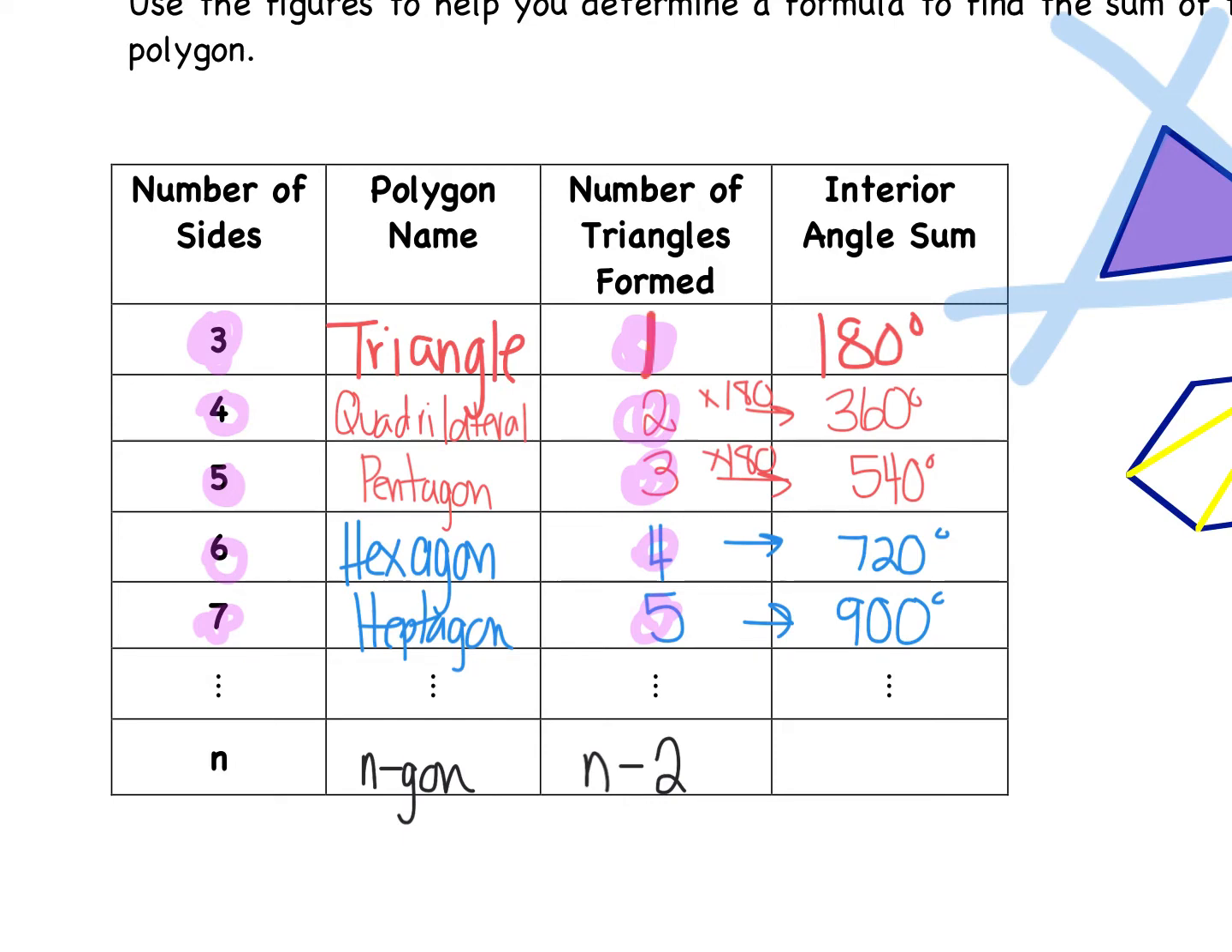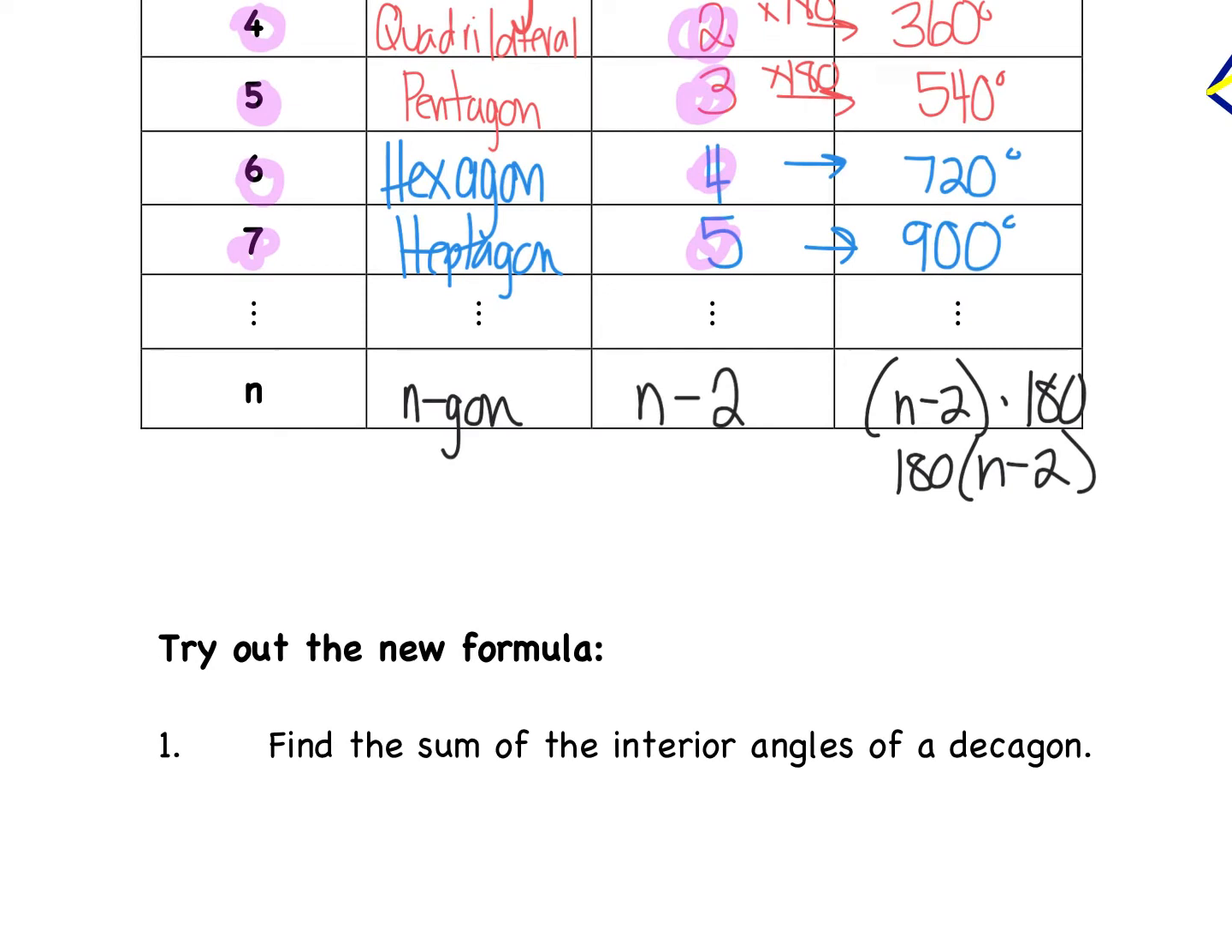So what we're always doing is we are taking n minus 2 and then taking that number times 180. This is the same thing if I put it out in front, because I think a lot of times when we're multiplying, you have to do distributive property. Students prefer having that 180 out in front, but it's the same thing. So our new formula is the sum of the interior angles of a polygon with n number of sides is n minus 2 times 180.